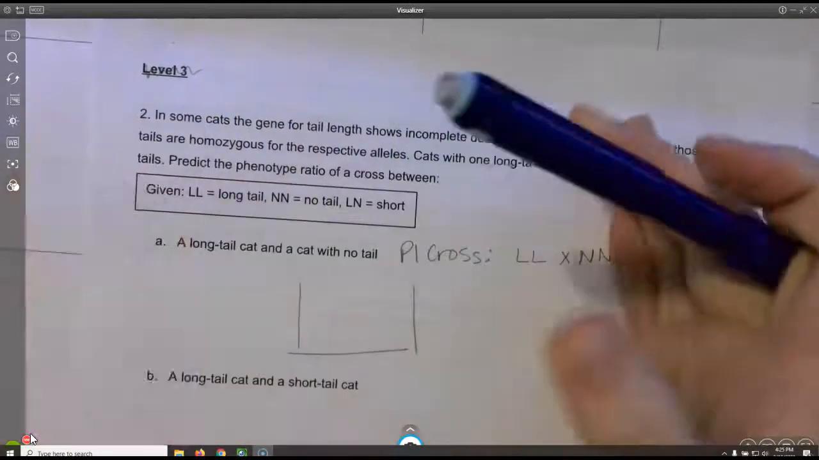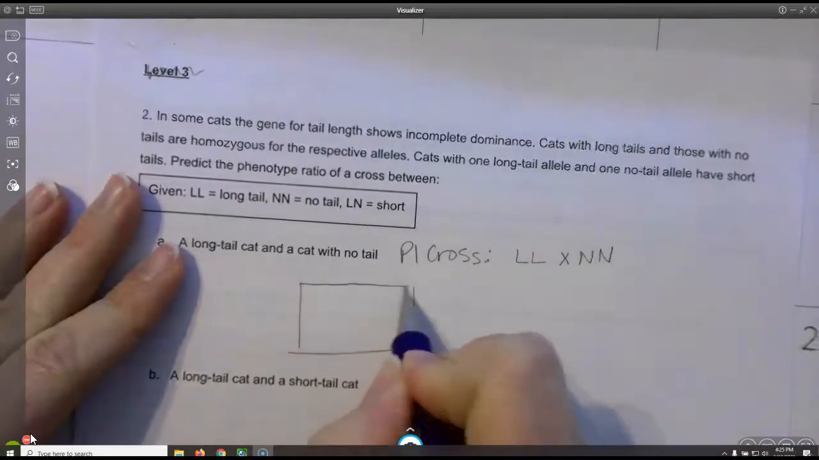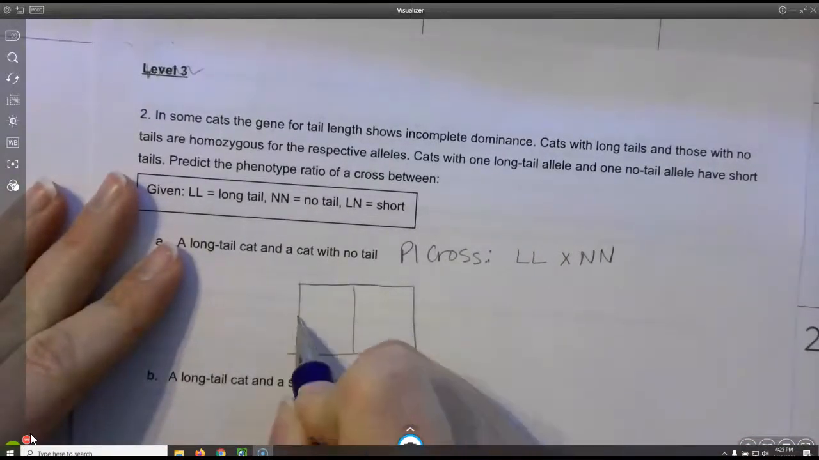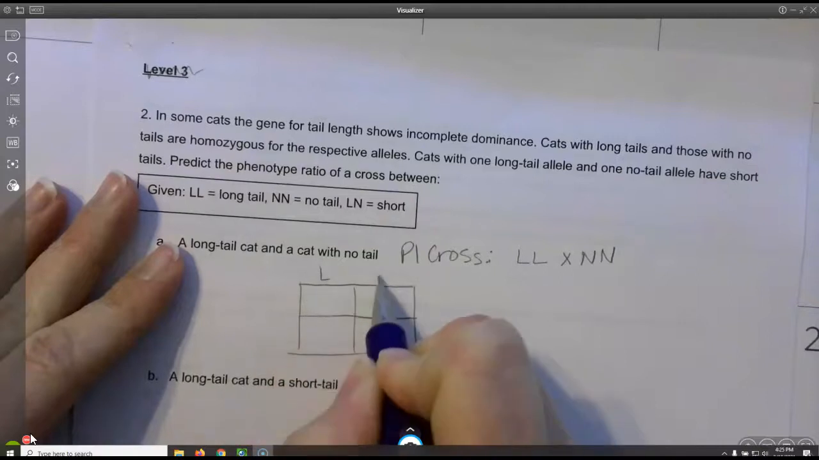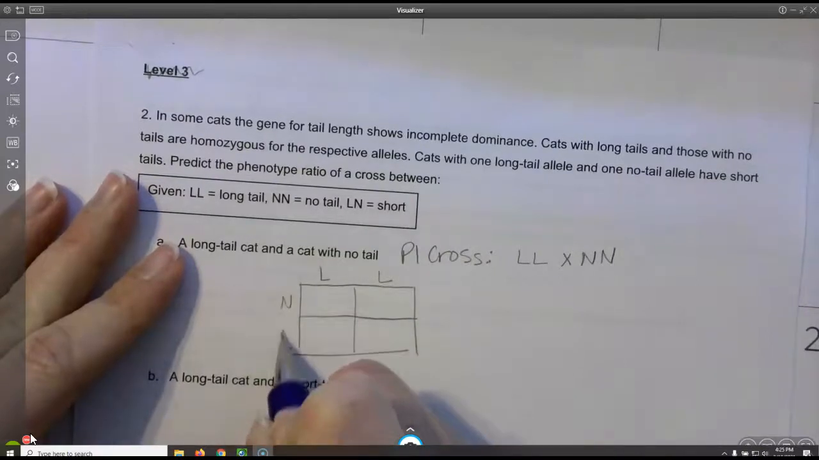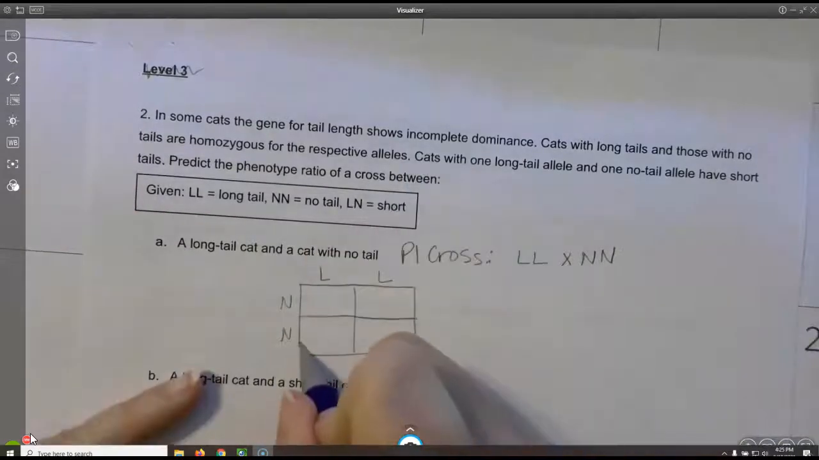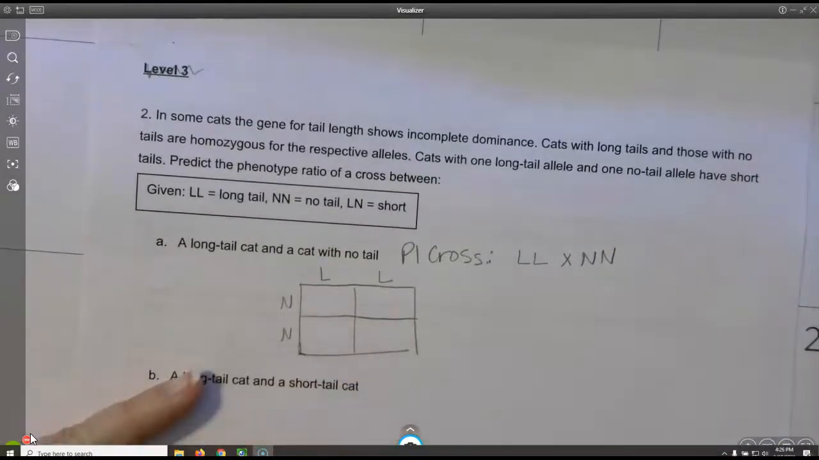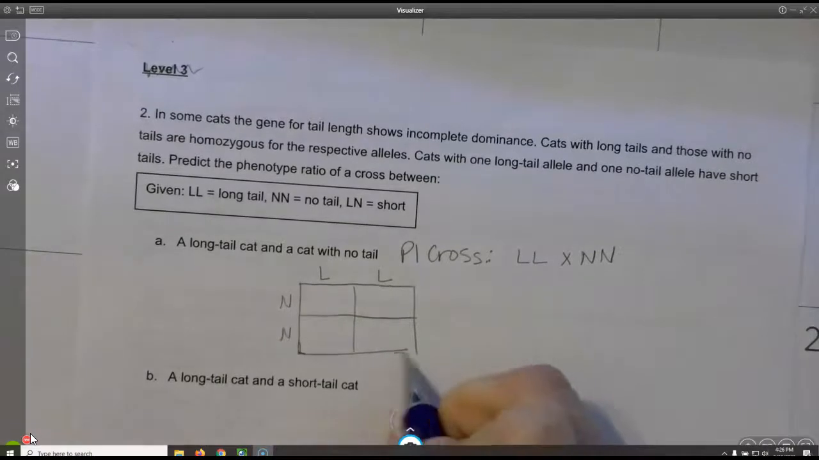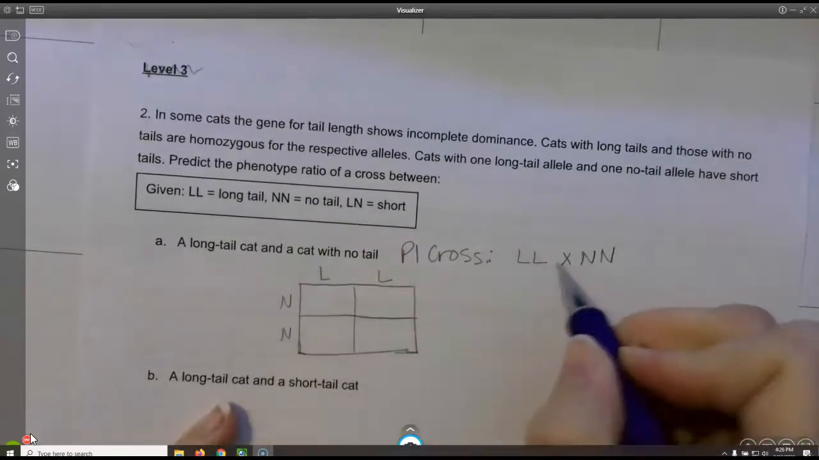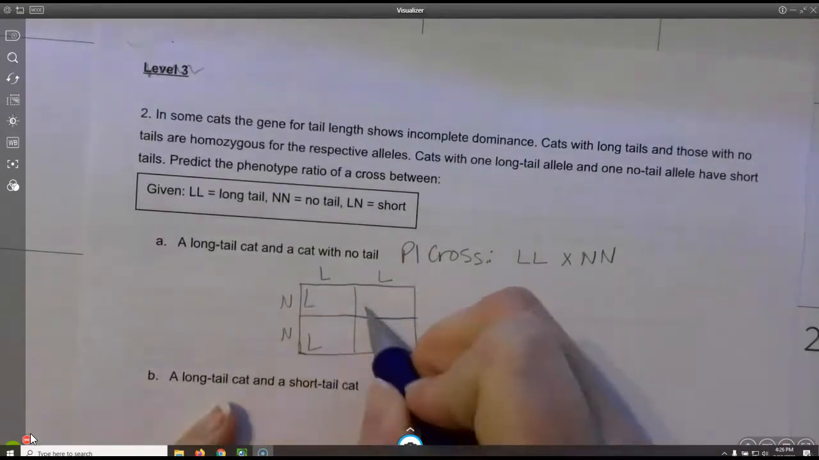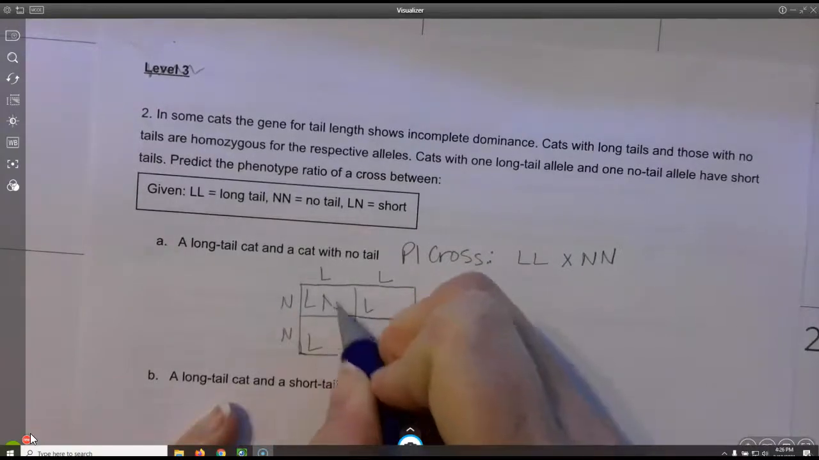I think I do better with binder paper, guys. Alright, big L, big L, big N, big N. Fix the corner. There we go. So, L's are going to come before N's, so drop your L's on the left. Slide your N's over.